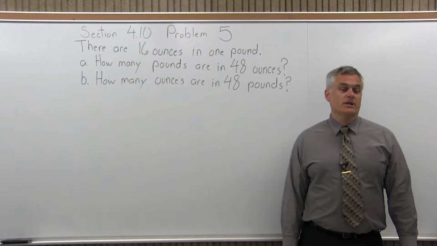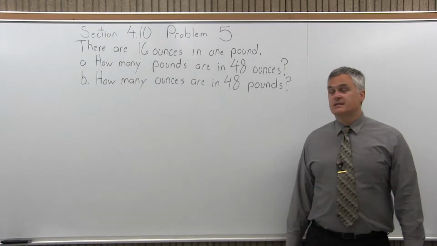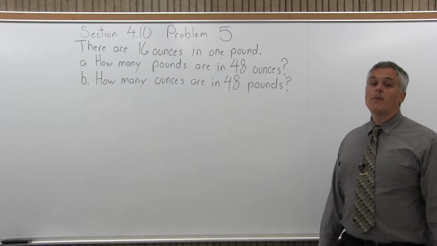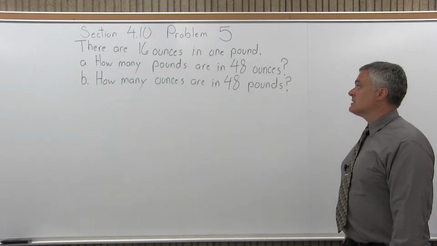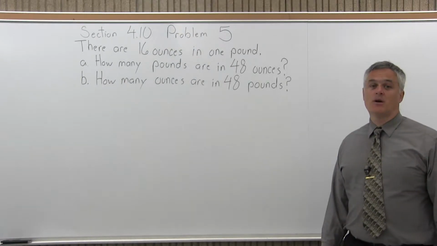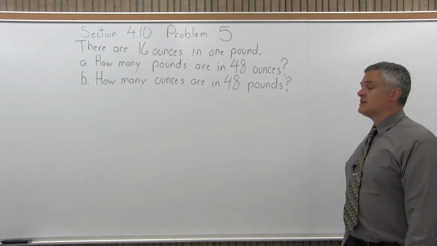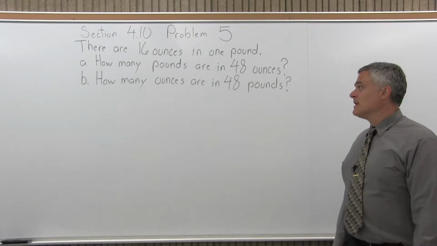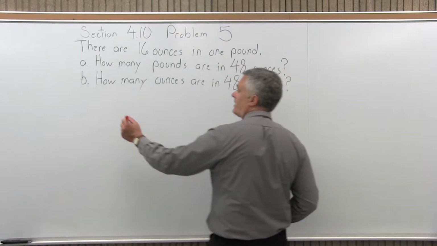This is Section 4.10, Problem 5. It says there are 16 ounces in 1 pound. Part A asks how many pounds are in 48 ounces, and Part B asks how many ounces are in 48 pounds. So, start with Part A.